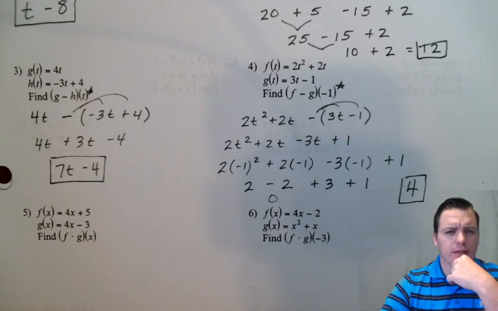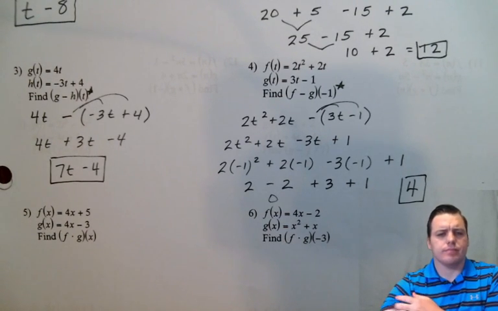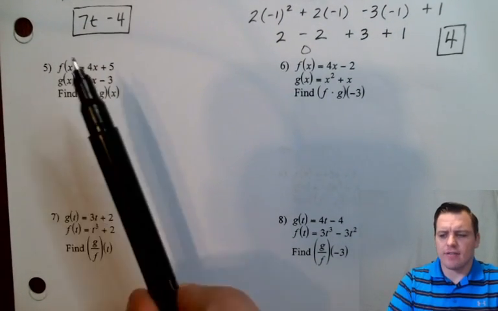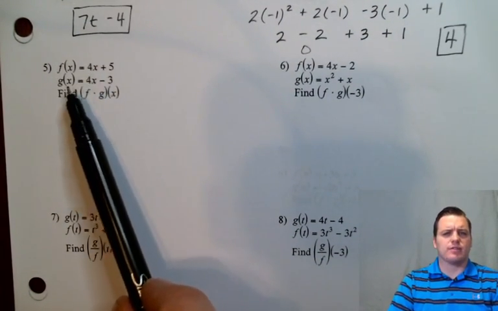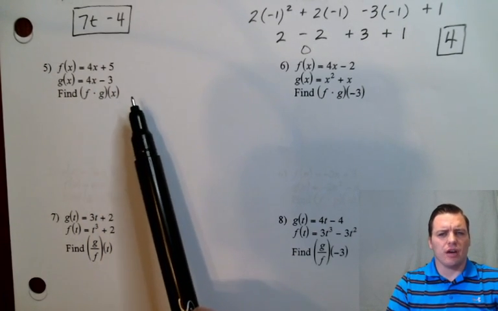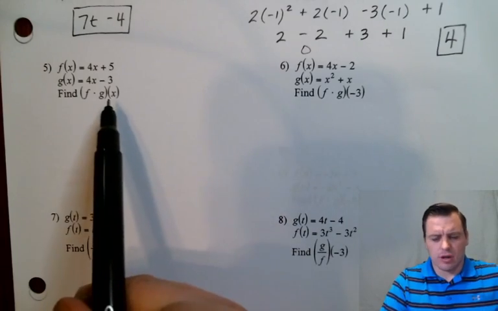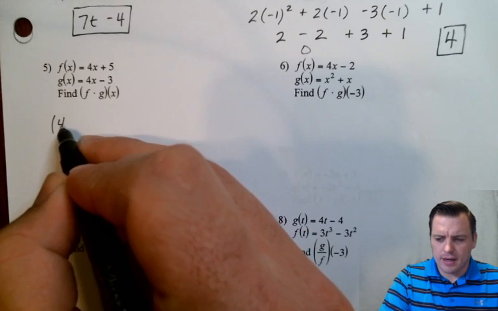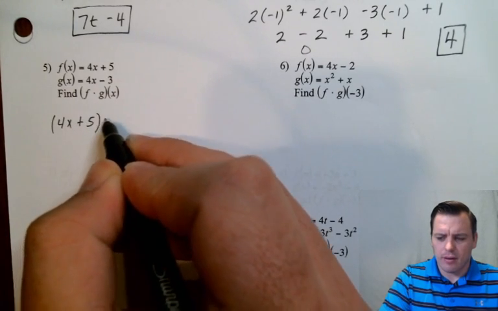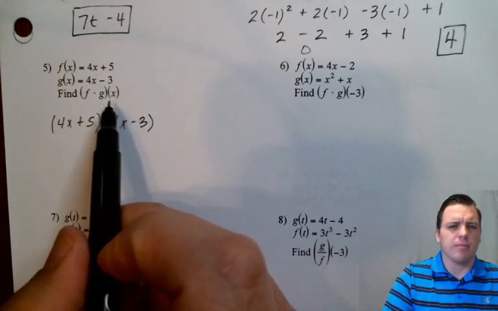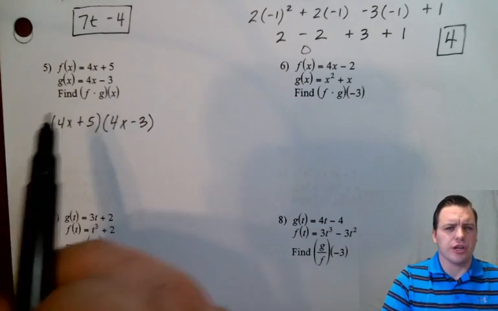All right. From there, we continue on. Looking at number 5. Number 5 says f of x equals 4x plus 5 and g of x equals 4x minus 3. It says find f times g of x. We're going to keep it in terms of x here, and here's what we're going to say: 4x plus 5 times 4x minus 3. That would be multiplying f times g.